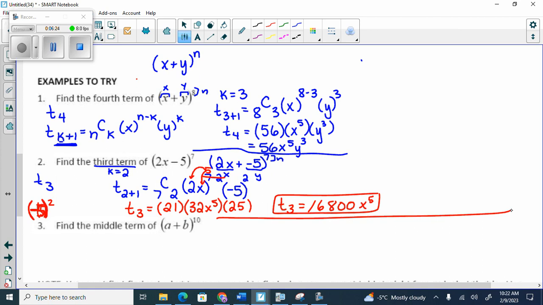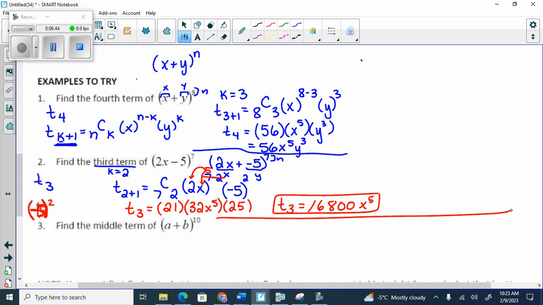The next one wants us to find the middle term. What has to happen in order to get a middle term? Anyone have any ideas? You have to know how many terms there are, and there needs to be an odd number of terms.